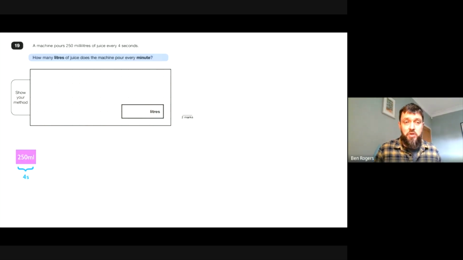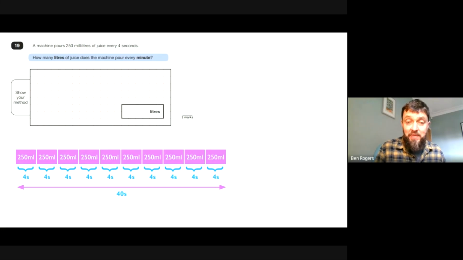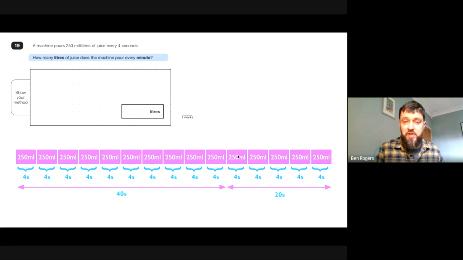So what I suggest here is that you draw the first volume as a block, so 250 ml as a block, and then that's 4 seconds, 8 seconds, 12 seconds. To get to 10 of those blocks will be 40 seconds, and then you'll still need another 20 to go, so that's another 5. So you've got 15 blocks making up 60 seconds, and that's a really visual way of showing it. So that's part 1 of it, and what it's asking is how many liters does the machine pour every minute?